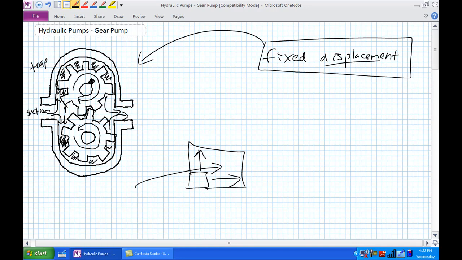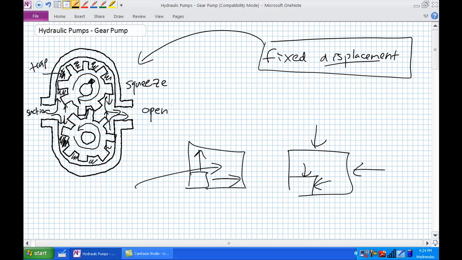Step two, trap it. It's basically trapping that fluid inside those spaces in between the teeth. Number three, squeeze it. How is it squeezing it? Well, these teeth are being driven together, closing the space. It's the exact opposite of what's going on there. And earlier, it's basically taking that larger volume and trying to squeeze it down into a smaller volume. And as we know, pressure will increase and increase and increase. Step four, open. Fluid goes out this way. And step five, right here, seal.